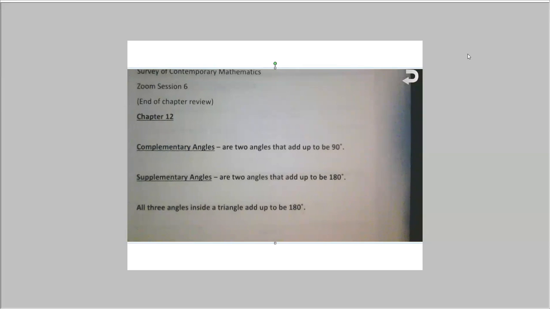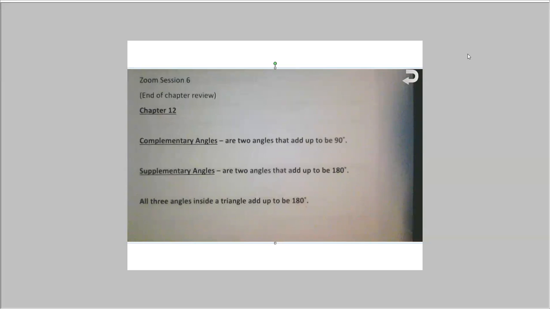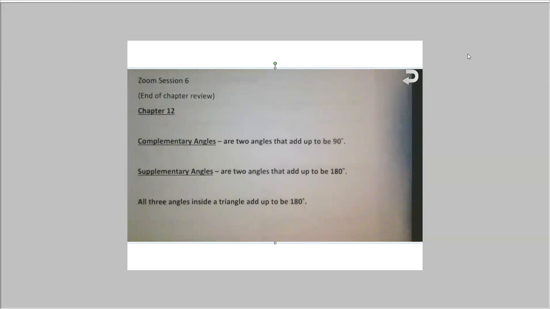A couple of definitions before we begin. Complementary angles are two angles that add up to be 90 degrees. And supplementary angles are two angles that will add up to be 180 degrees. We're going to see some examples using that in just a little bit. And we also need to know that all three angles inside a triangle will add up to be 180 degrees. So that's some important notes for this week.